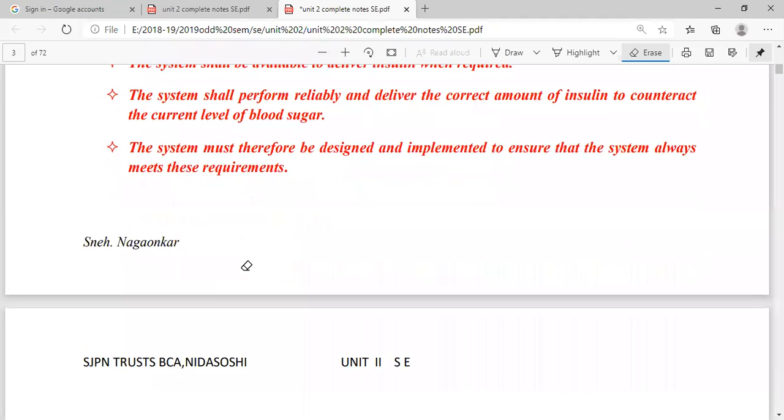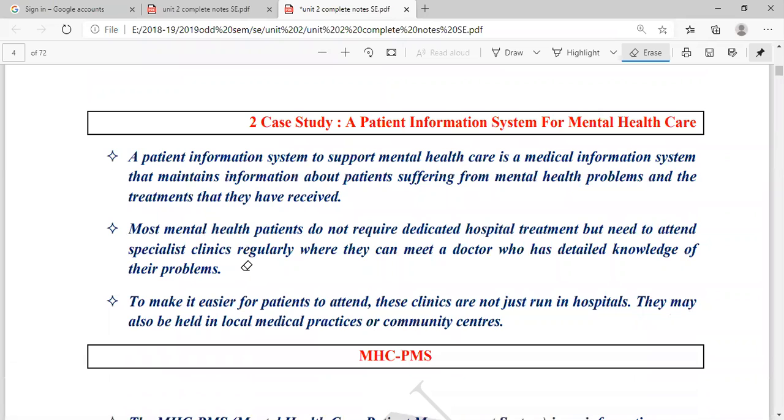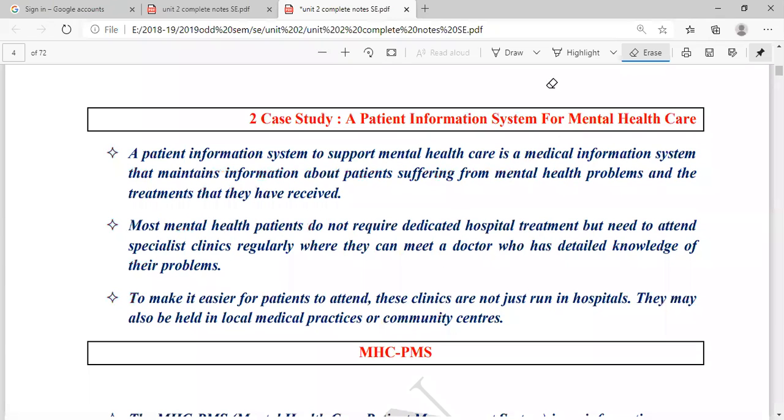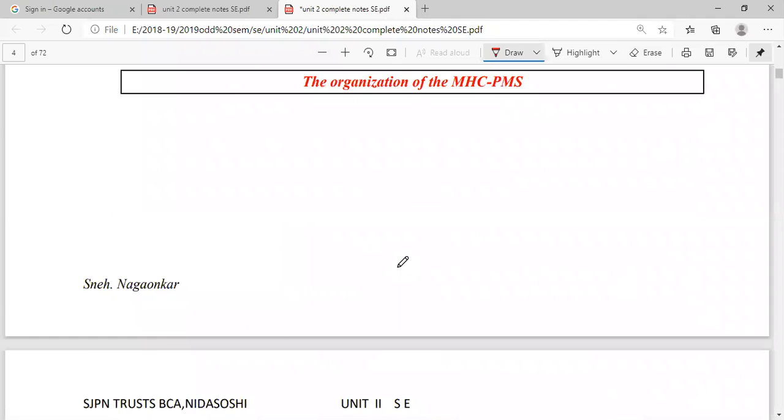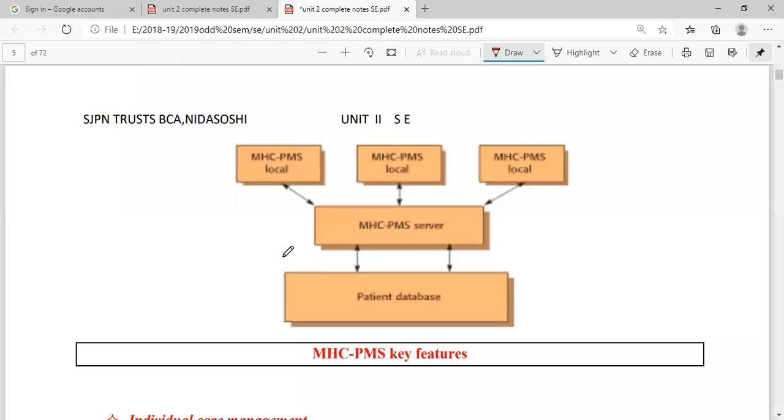All right. Okay. Now we will move towards the second case study. The second case study is a patient information system for mental health care. It is also called MHC-PMS. It is a very famous software which is being utilized by so many hospitals. That is also called the mental health care patient management system. Okay, I will just give you a briefing of this software. In this software, you can see that this is the architecture of the mental health care patient management software.